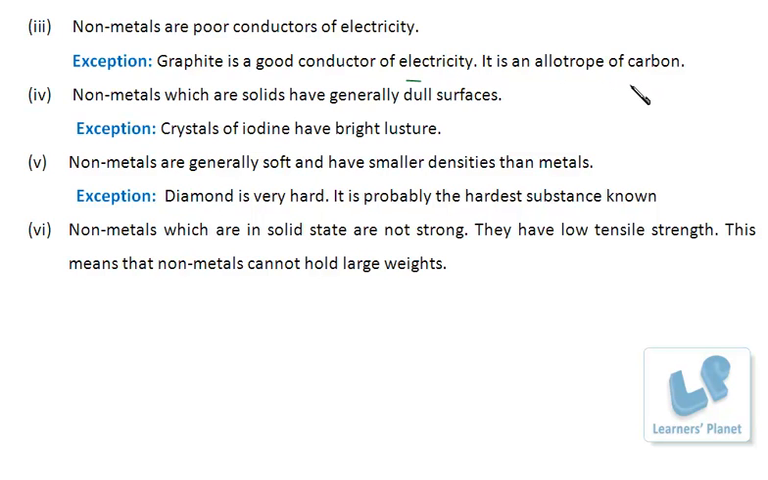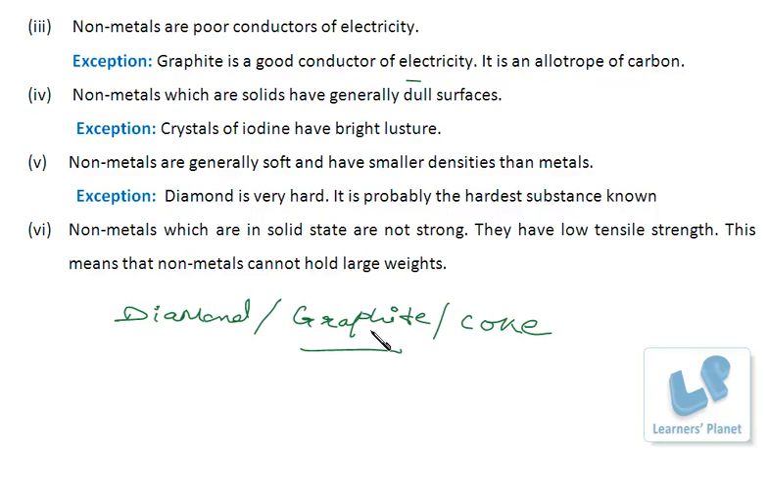It is an allotrope of carbon, say a form of carbon, right? It is a form of carbon only. So like diamond. Diamond is also a form of carbon. Graphite, that is also a form of carbon. Even your coke is also a form of carbon. So these are all the forms of carbon. So nonmetals are poor conductors of electricity, that is, they do not conduct electricity except for graphite, which is a very good conductor of electricity. Do remember this. Do remember the exception, students.